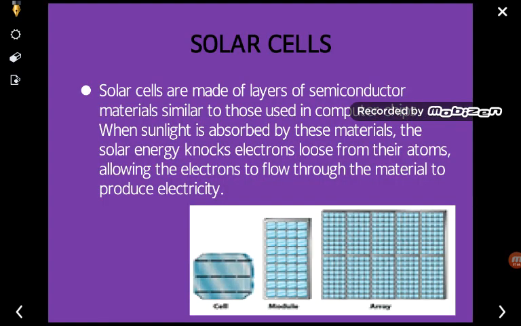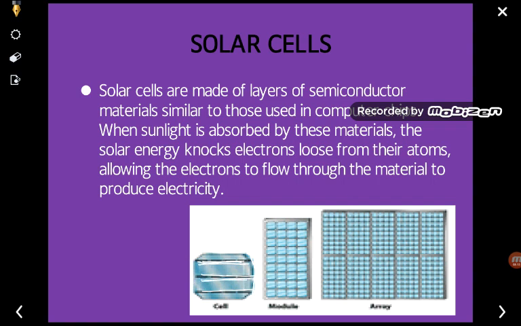Next, solar cells are made up of layers of semiconductors. If you look at a single cell over here, you can say that it is made up of layers of semiconductors. Semiconductor के layers से तैयार हुए होते हैं. And similar to those used in computer chips, these semiconductor devices have a tendency to absorb the sunlight.